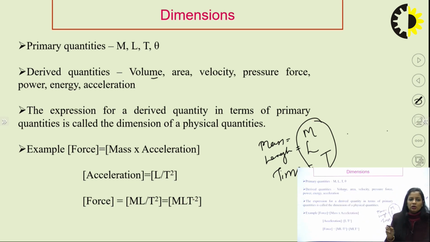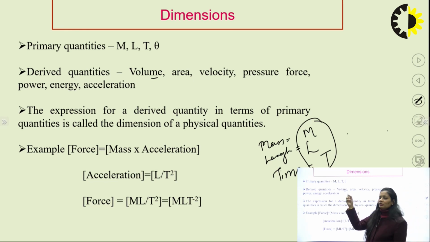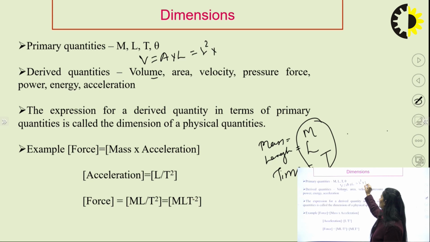If you are going to derive the dimensions of volume, what will you say? Volume is what? Area multiplied by length. What is area? Length multiplied by length. So what will be the dimension for volume? V equals area multiplied by length, or length squared multiplied by L. So that will be equal to L^3.